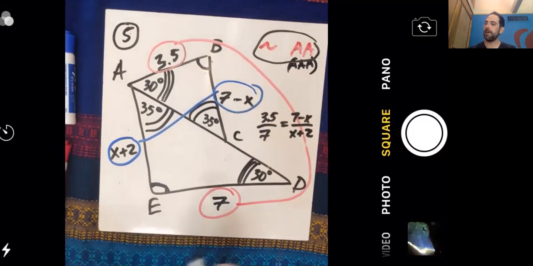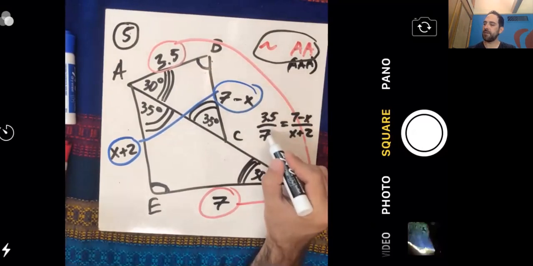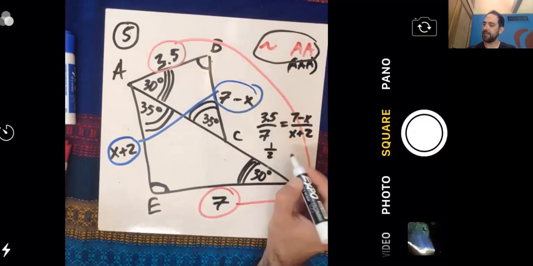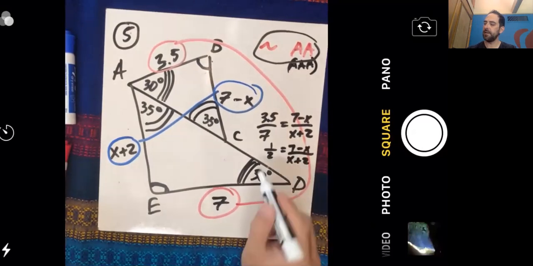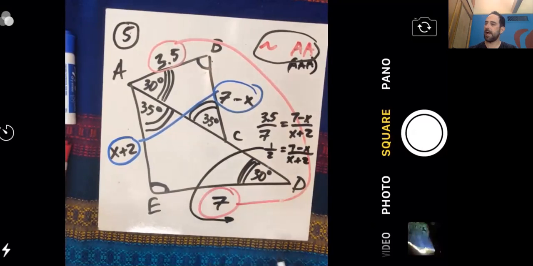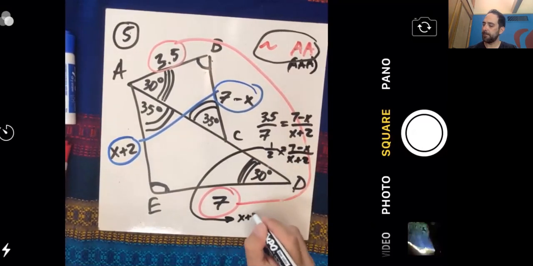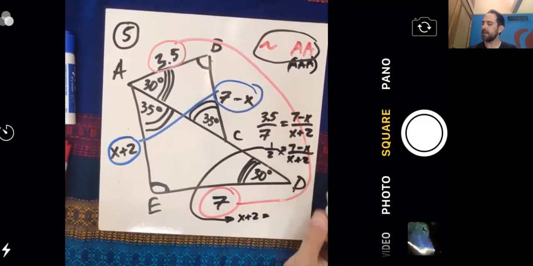Okay, here's the thing. 3.5 over 7, 3.5 is half of 7. So I can automatically say, well, this is 1/2 is equal to 7 minus x over x plus 2. Okay, I'm gonna bring that down here. And now we cross multiply. 1 times x plus 2 is x plus 2. 2 times 7 minus x is gonna be 14 minus 2x.